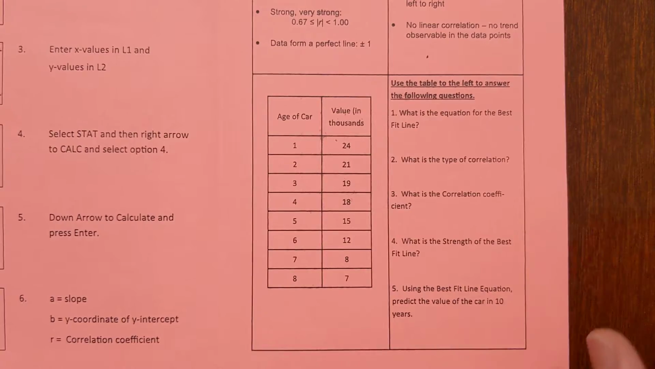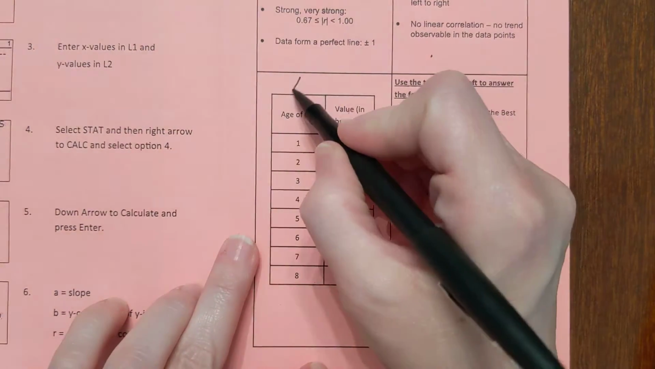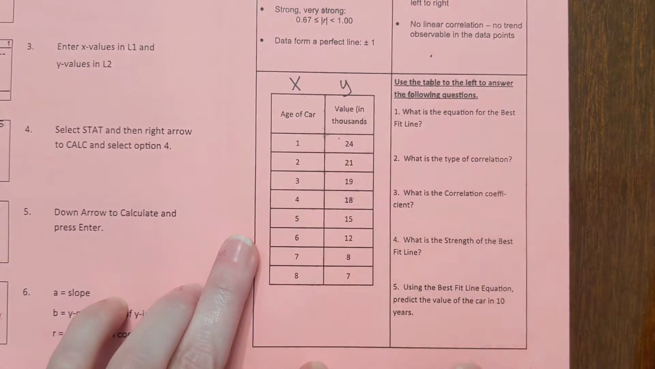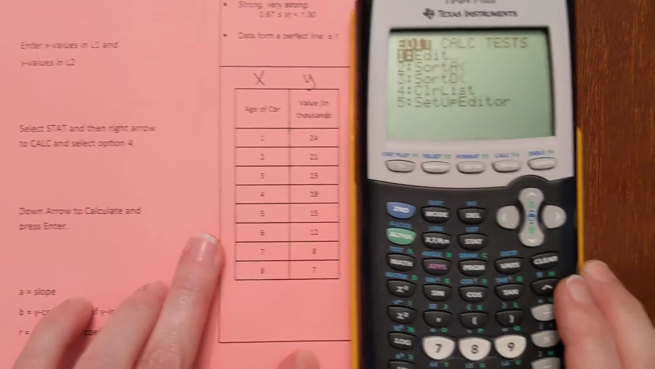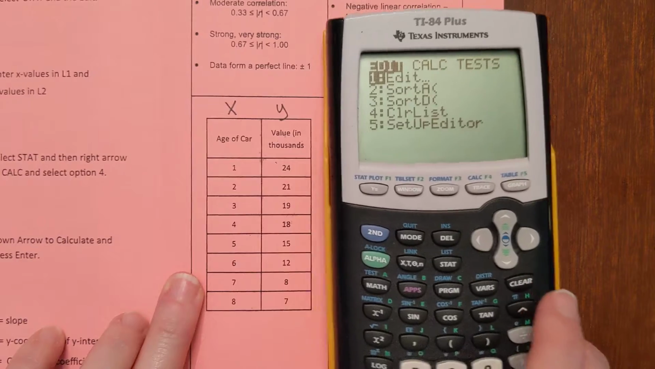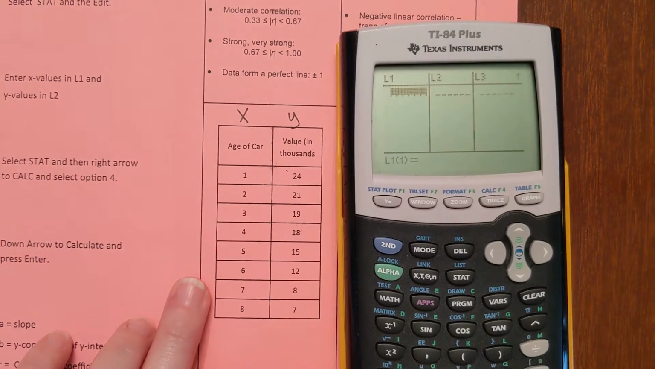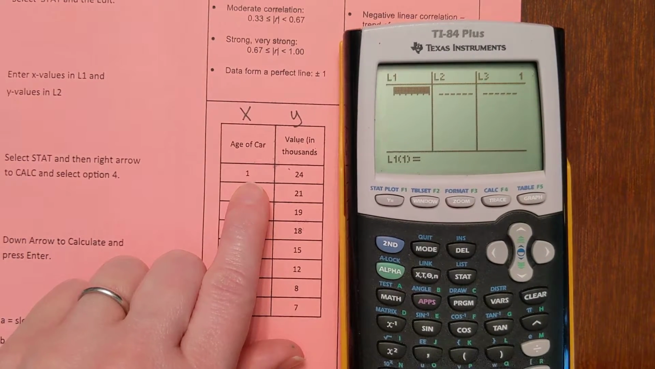So when you're given a table of values, remember X usually comes first. Y is going to be the second column. So let's go to Stat. Okay, and let's hit enter for edit. And let's put these values in list 1.